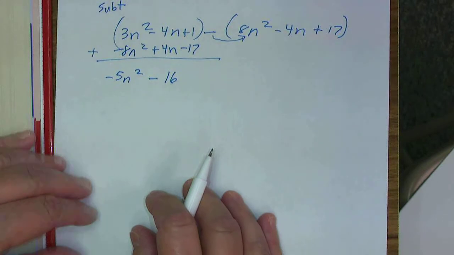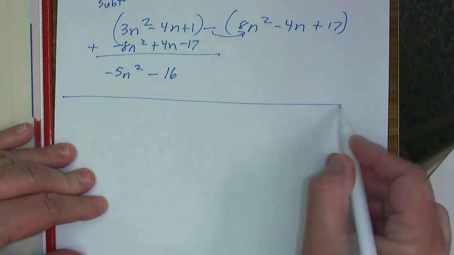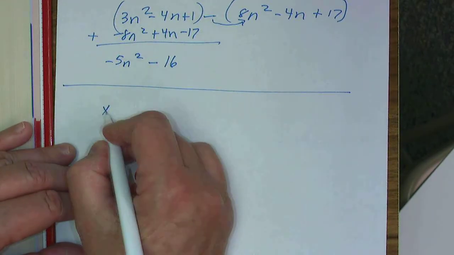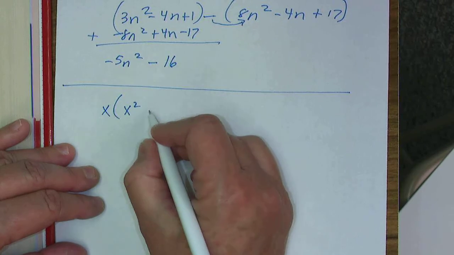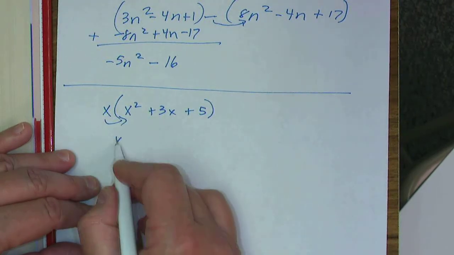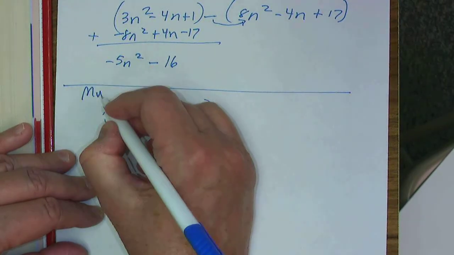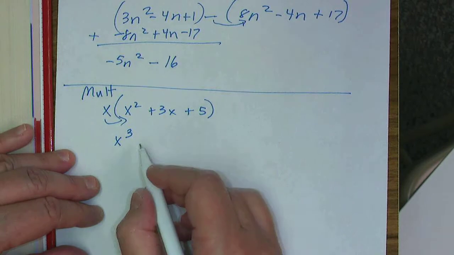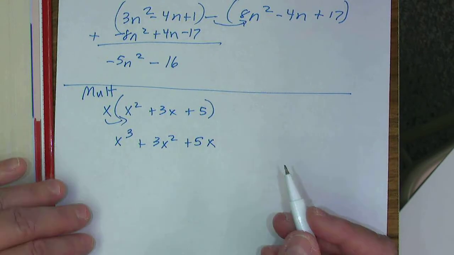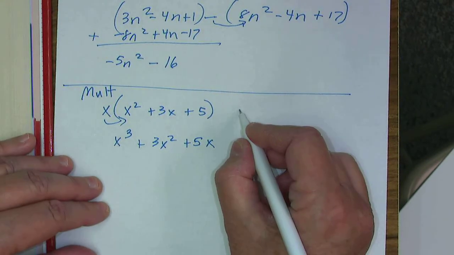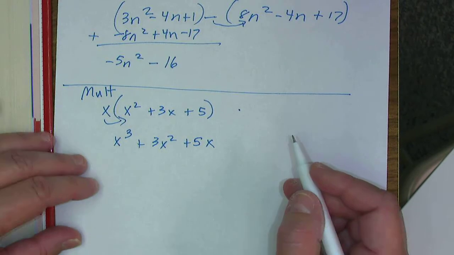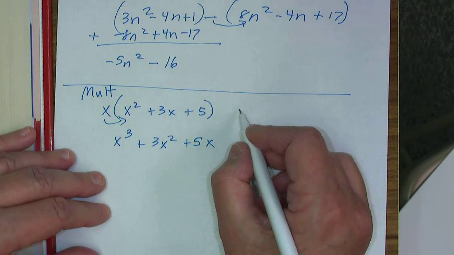Multiplication. Again, there's several different kinds of problems. You can have where you just distribute, like x times x squared plus 3x plus 5. You just distribute x cubed, this is your multiplying, plus 3x squared plus 5x. That's a single term times, or a monomial times a binomial or trinomial.